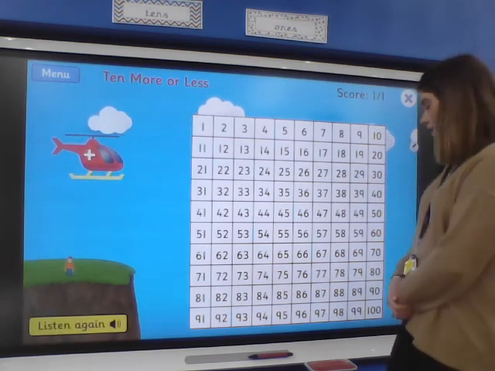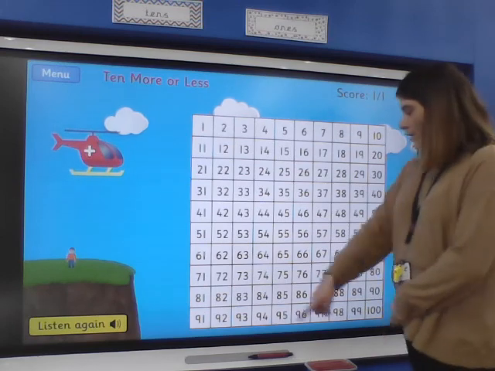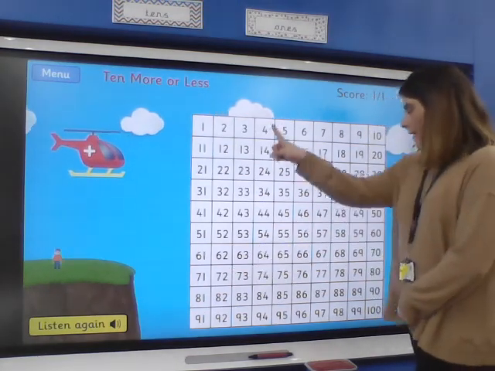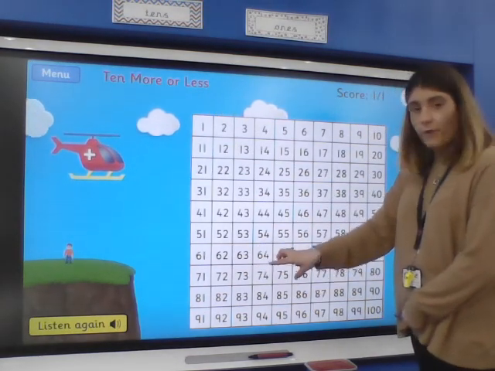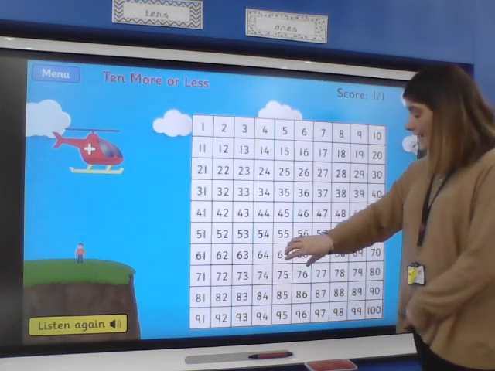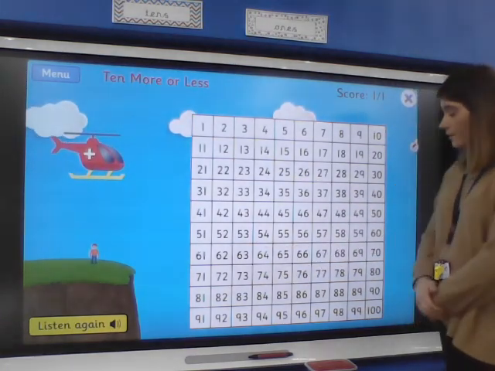10 less than 74. So let's find 74. My 70s row, my 4 column. 74, before the 70s come the 60s, 74, 64.